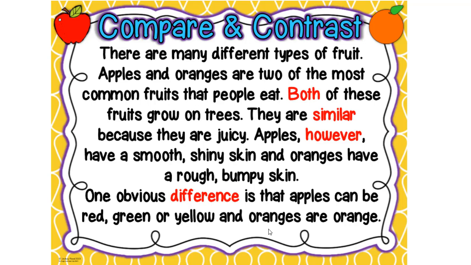So, comparing and contrasting: there are many different types of fruit. Apples and oranges are two of the most common fruits that people eat. Both of these fruits grow in trees. They are similar because they are juicy. Apples, however, have a smooth, shiny skin, and oranges have a rough, bumpy skin. One obvious difference is that apples can be red, green, or yellow, and oranges are orange.